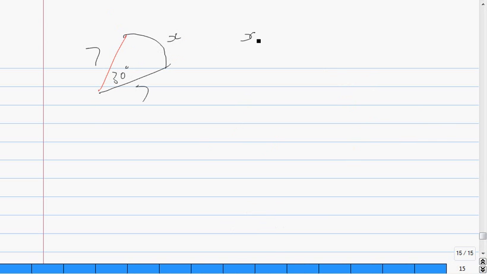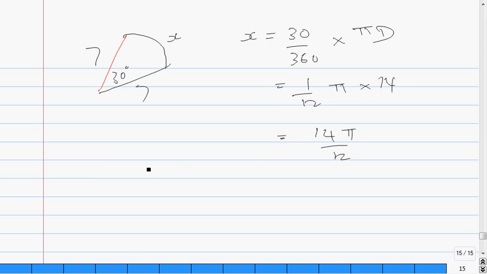So x is equal to a fraction of the circumference. So the fraction is 30 over 360, multiplied by the circumference, which is pi d. So this will be a twelfth as it happens in this case. Pi, the diameter is 14, so it's times 14. So it's 14 pi over 12, which cancels down to 7 pi over 6. So the perimeter is equal to 7 add 7, add 7 pi over 6. So the answer is 14 plus 7 pi over 6, and you can probably leave the answer like that.